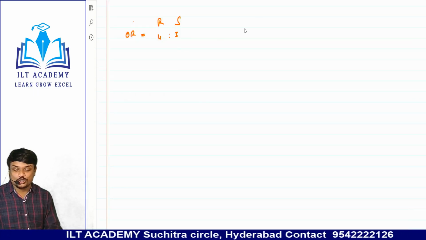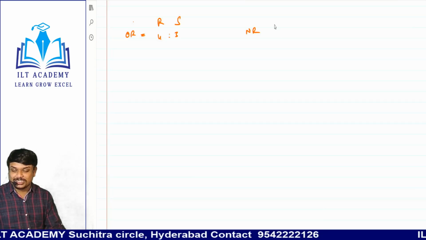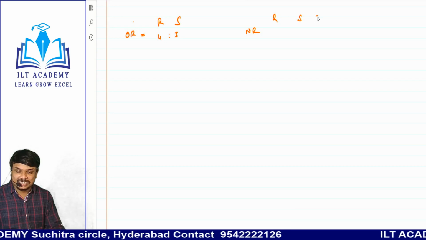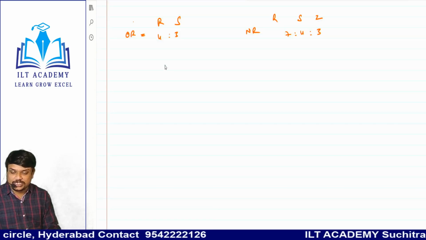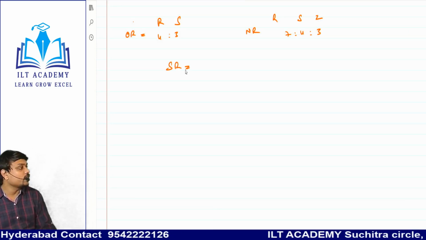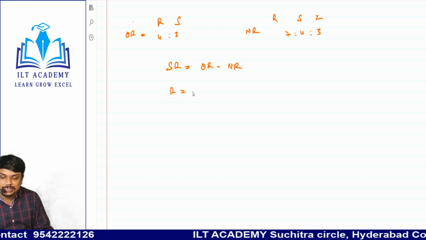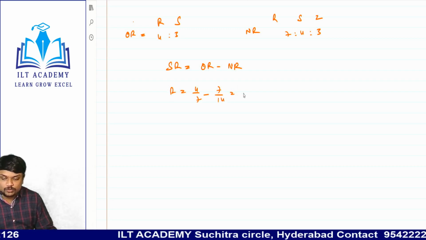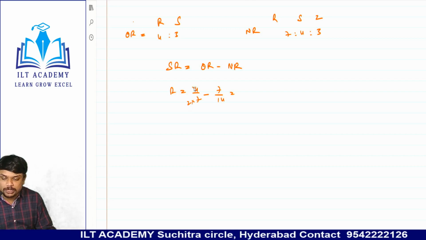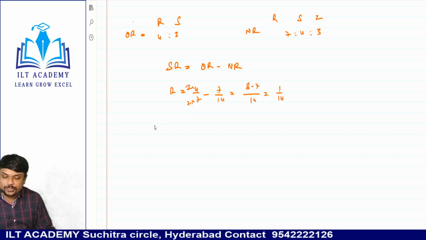Now the old ratio you know is 4:3 and the new ratio, R S Z, is 7:4:3. Now the sacrificing ratio formula is old ratio minus new ratio. So what is R's share? 4 by 7 minus 7 by 14. Multiply by 2 here too. 8 minus 7 divided by 14, which is 1 by 14.